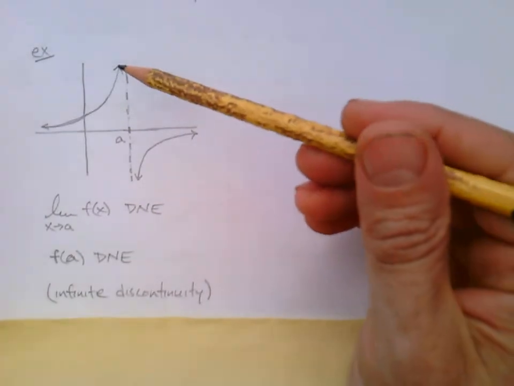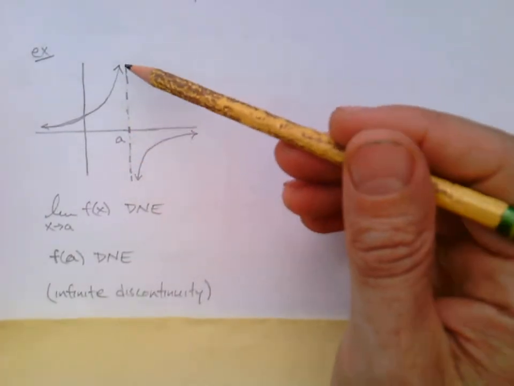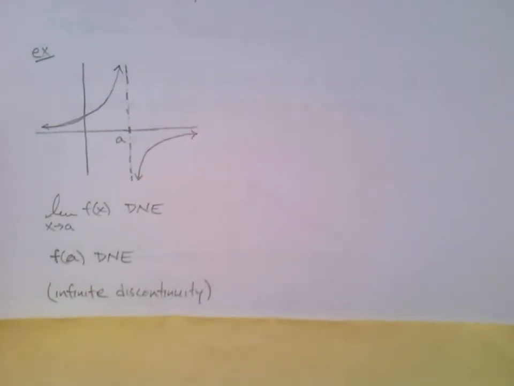These two sides are infinitely far apart. I guess you could argue it's a jump, but it's like an infinitely far jump. And so we'll give that a new name. Okay, so the three types of discontinuities are the jump, the removable, and the infinite. So keep that in mind.